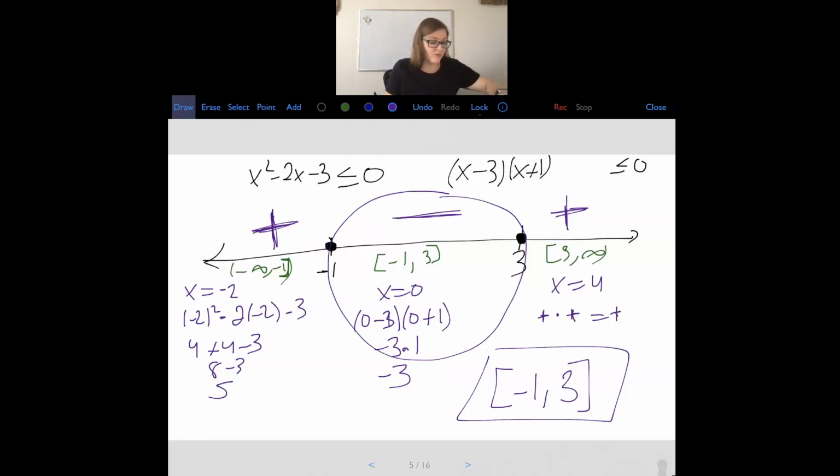And again, the negative 1 and the 3 are included because it could be or equal to 0. And we found that negative 1 and 3 are the zeros. Okay. So we'll move on to the next one.